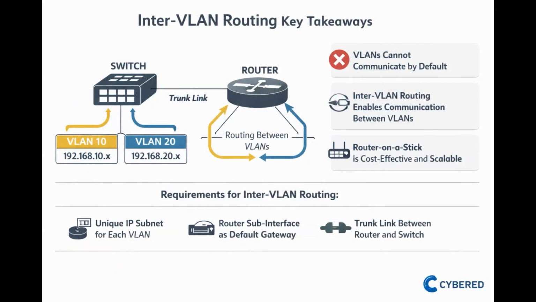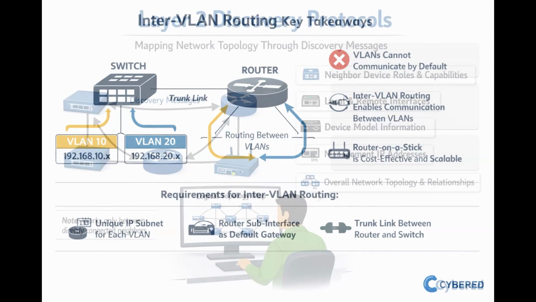The key takeaways: VLANs cannot communicate by default. Inter-VLAN routing enables communication between VLANs. Router on a stick is cost-effective and scalable. Each VLAN requires a unique subnet and a router sub-interface acting as its default gateway, and the router-switch link must be a trunk. With Inter-VLAN Routing understood, you're now ready to move into hands-on VLAN implementation and configuration.